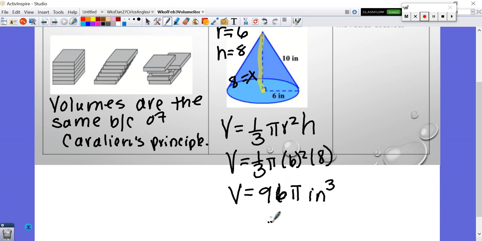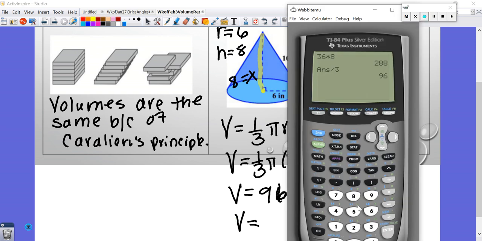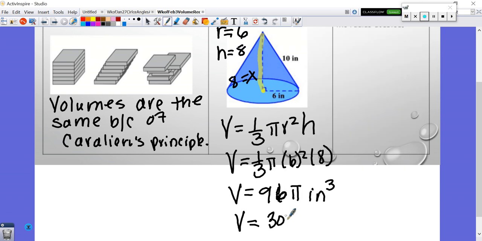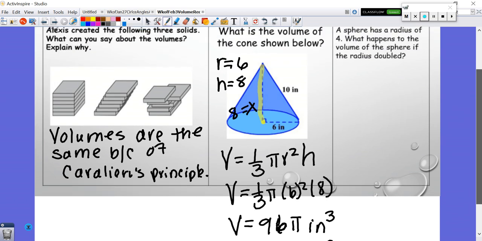You can go and use your calculator to check, but mental math is good to know how to do also, just to keep your brain exercised. Okay, so we get 96 times 3.14, and that is 301.44. And this is inches cubed. So you got both answers, approximate and exact.